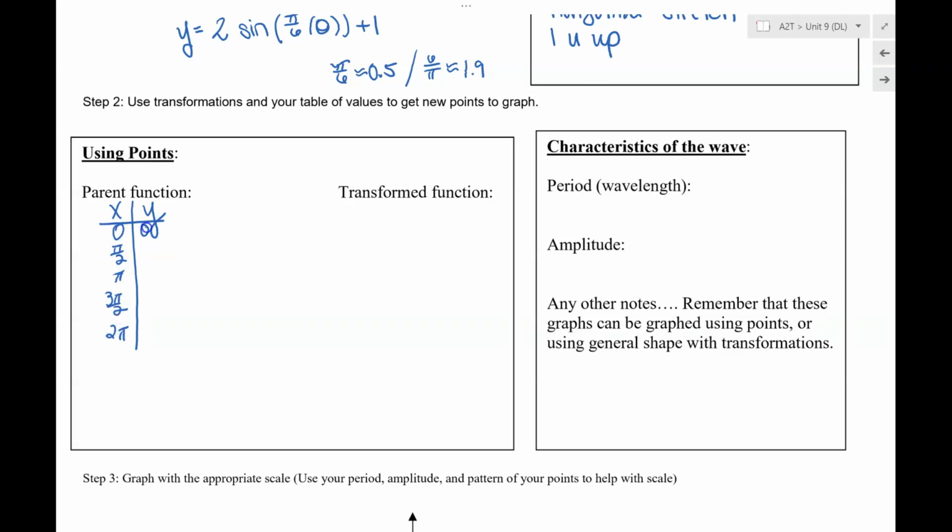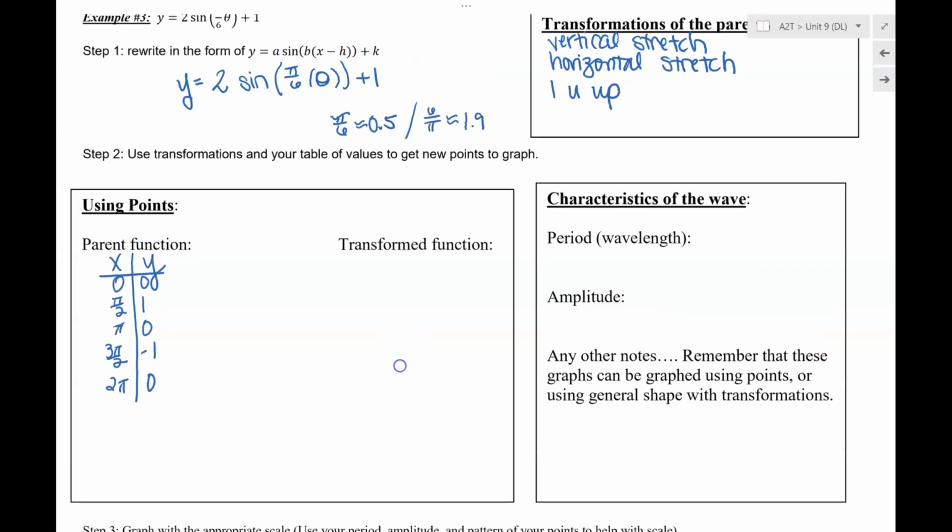Sine of 0 is 0. Sine of pi over 2 is 1. Sine of pi is 0. Sine of 3 pi over 2 is -1. Sine of 2 pi is 0. These are seriously probably the easiest parent function points for you. You're welcome.